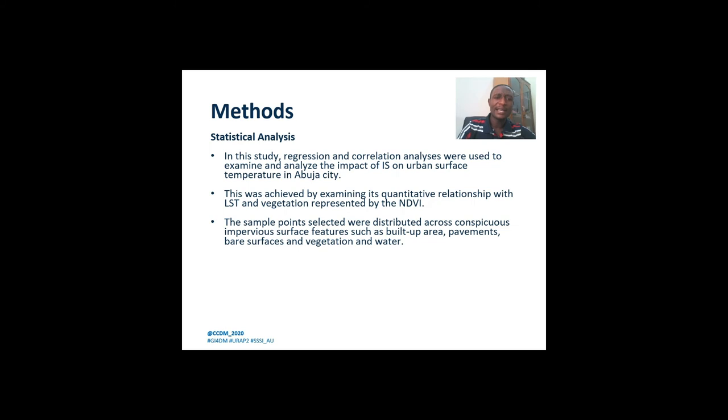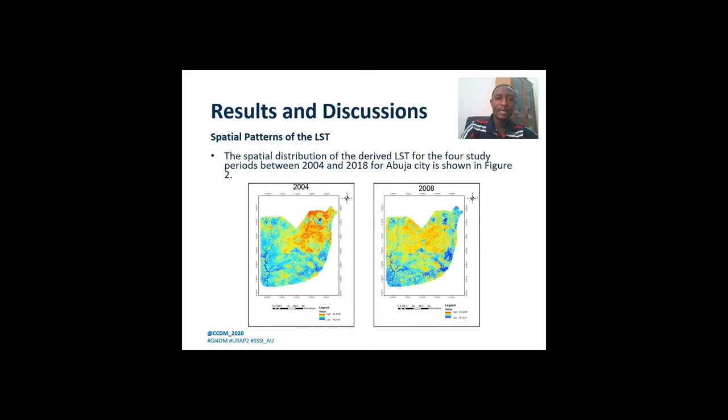Lastly, the statistical analysis was carried out using correlation and regression analysis, which were used to examine and analyze the impact of urban surface and impervious surface on urban surface temperature in Abuja City. This was achieved by examining its quantitative relationship with land surface temperature and vegetation represented by the vegetation index. The sample points selected were distributed across conspicuous impervious surface features such as built-up area, pavements, bare surfaces, vegetation, and water. These are the results of the study.